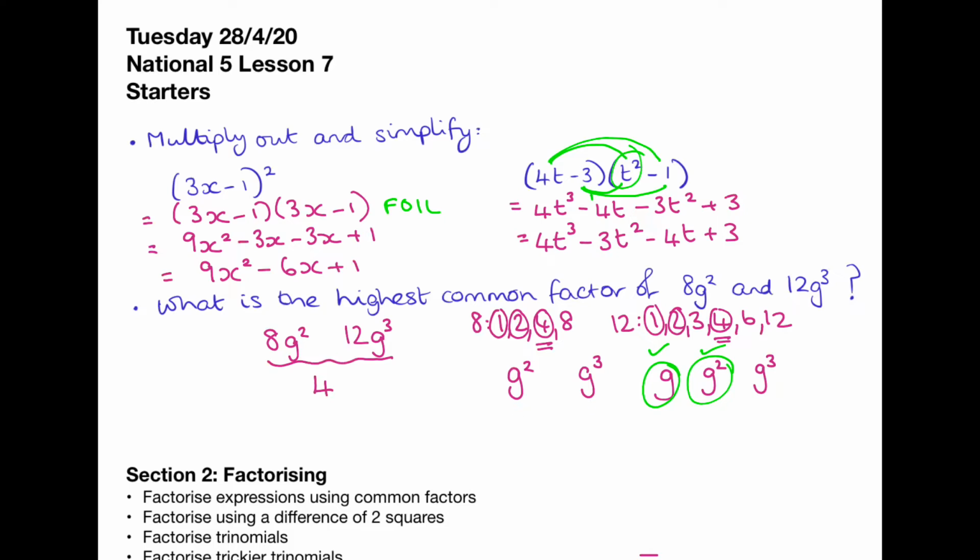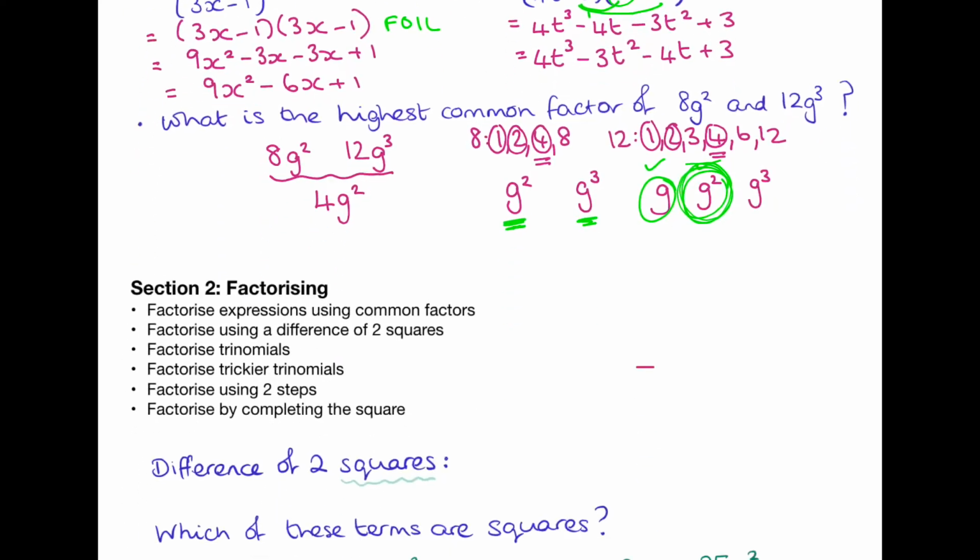Right, can we multiply g cubed by something to get g squared? And the answer there is we can't, because g cubed isn't a factor of g squared. We could do g cubed times 1 to get that, but we can't do g cubed times something to get g squared. So g squared is the highest common factor. So the highest common factor of those two terms is 4g squared. Remember, we use that when we're factorising.